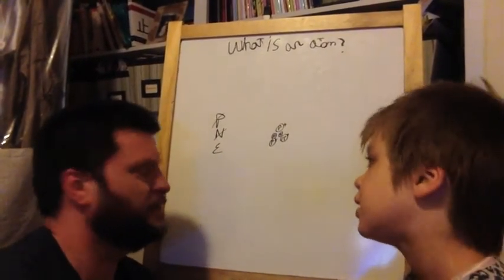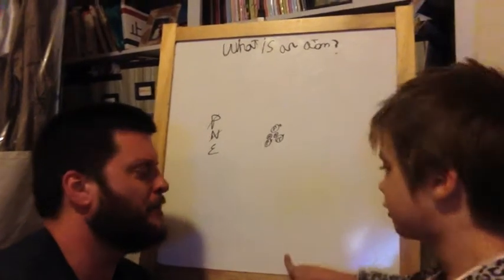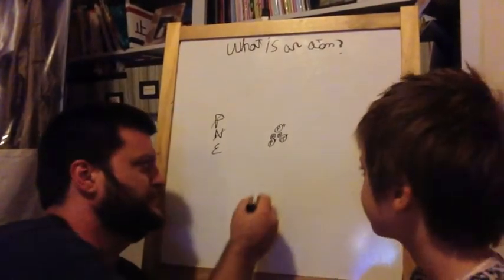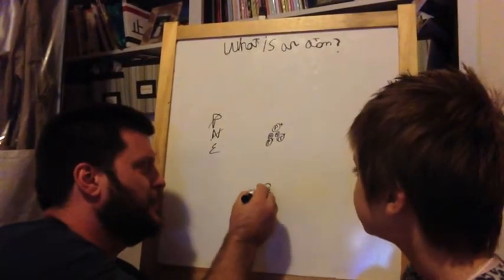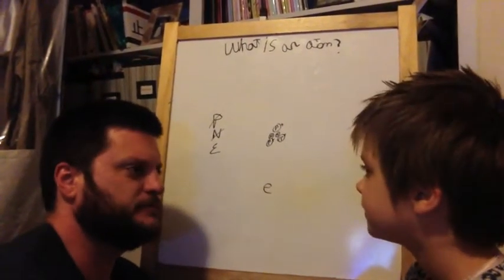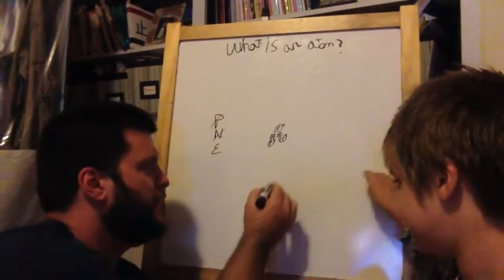The electrons. And where do the electrons live? All the way out here. They live out here in shells and orbitals, right? Which we will be talking about later. And what is the charge on an electron? Minus. It's minus. That's right.